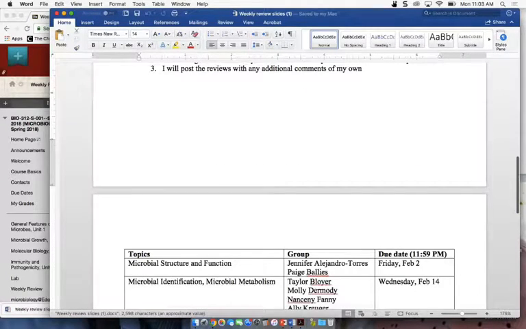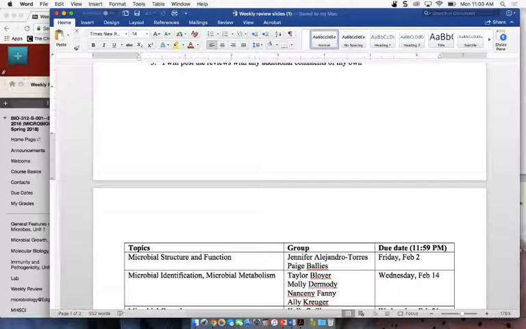So let's see. Jennifer and Paige, you guys will be up for this first one on microbial structure and function. What I need you to do, and the instructions are on the first page of this, is to come up with a slide for each lecture to highlight one of the major points. Okay? And then to come up with one more slide with 3 questions on it, just reviewing each of the lectures. Okay? I've posted an example, but the idea behind this is to kind of refocus our attention at the end of each of these sections onto the most important takeaway points.